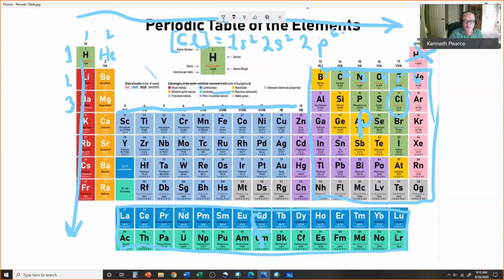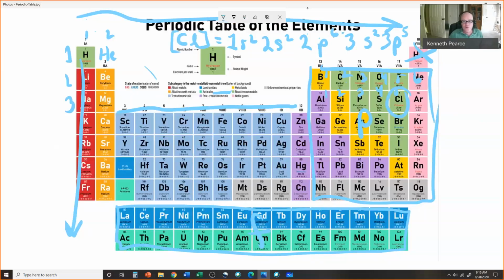and we're dropping down to the 3rd row, and we say 3s, and we look at sodium, that's 3s1, magnesium's 3s2, so we say 3s2, and then we drop across to the 3p, and we go 1, 2, 3, 4, 5 with chlorine, and we say 3p5, and there it is.